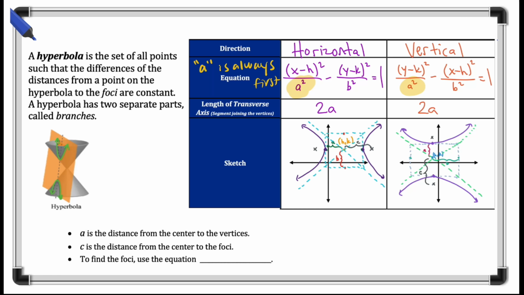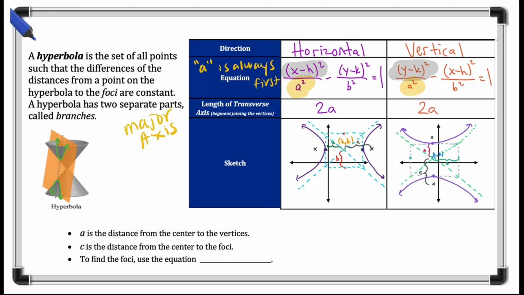And then the other thing that does change is the x and the y. So wherever you see the a, you're going to look at the x or the y, and that's going to tell you whether your hyperbola is going to open in the horizontal versus the vertical direction. You also have a transverse axis, and you can think about that as the segment that is joining the vertices. That's the same thing as your major axis.